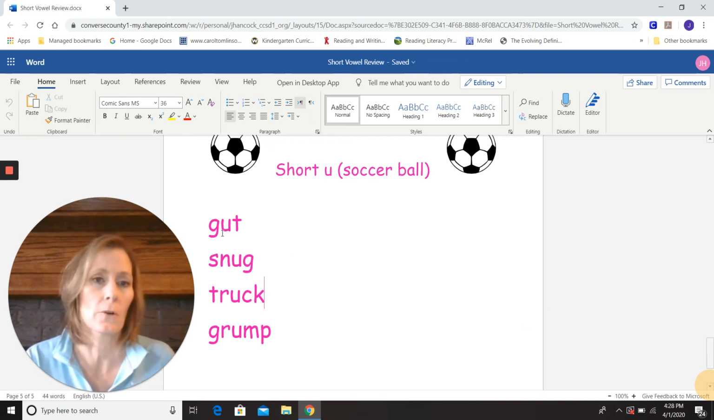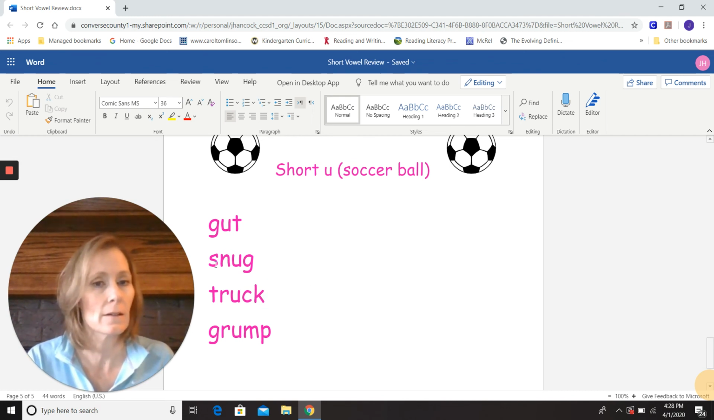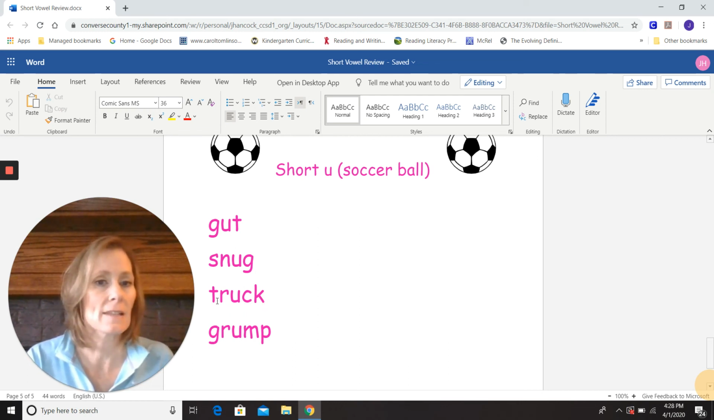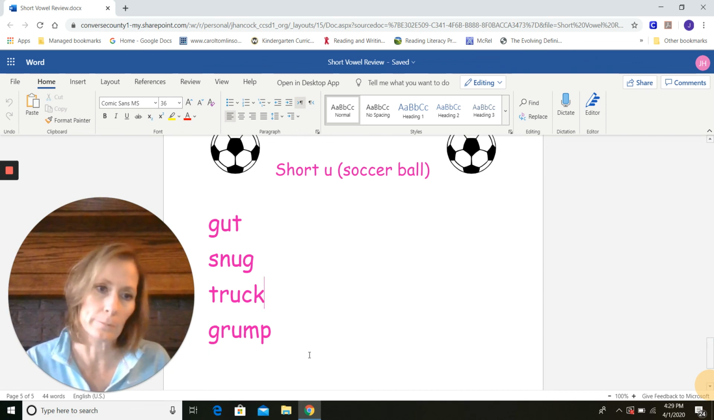Let's look at our first word. Yep, gut. We'll move on to our second with the SN blend, snug. Our next word has a beginning blend, TR, you got it, truck. And our last word for short U is grump.